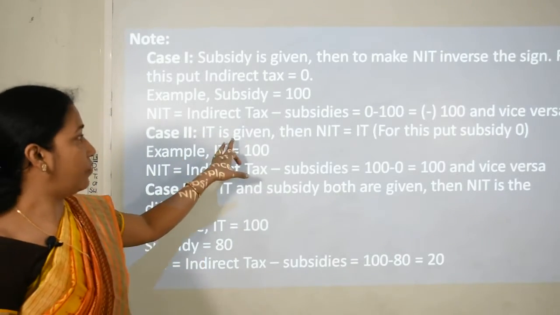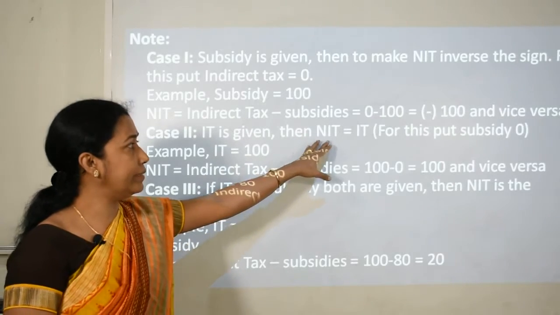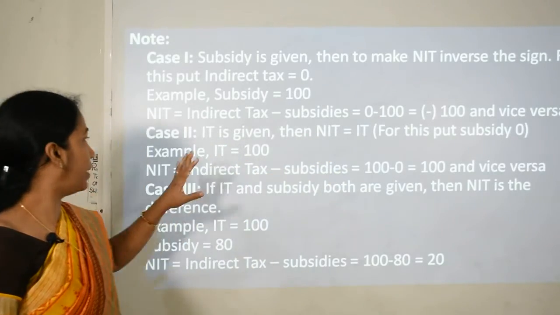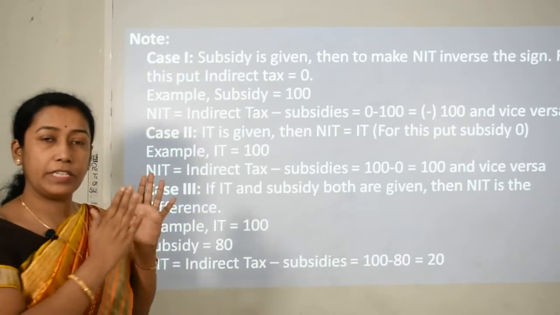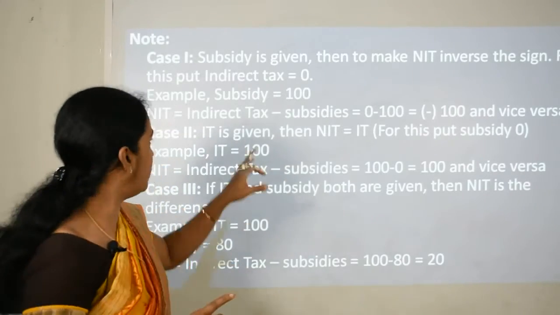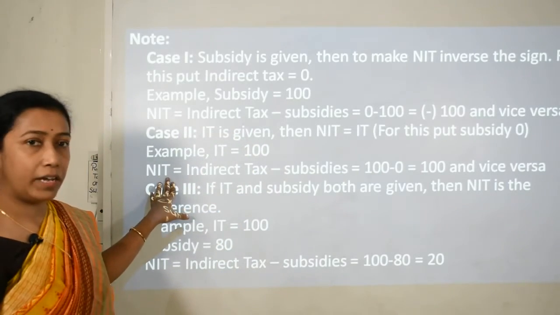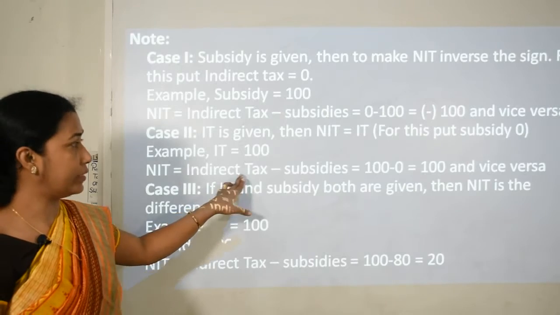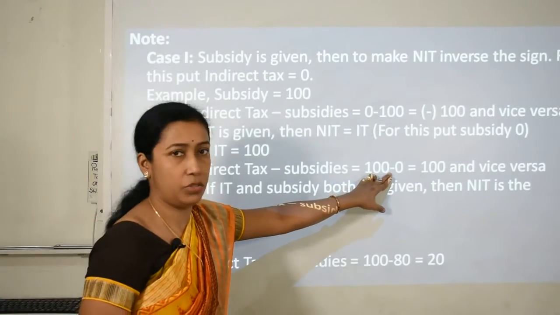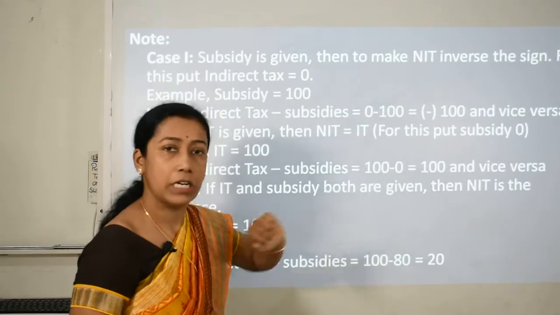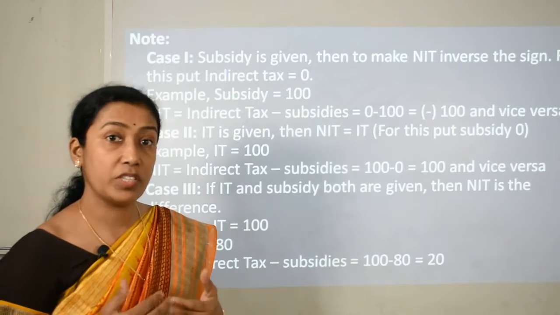Now the second case, just the opposite: indirect tax is given. Then net indirect tax is indirect tax minus subsidies. We assume that subsidy is 0, because here indirect tax is given as 100, whereas subsidy is not given. So using the same formula, indirect tax minus subsidy, we have 100 minus 0, and the result is 100. So the net indirect tax now is 100, which is positive.